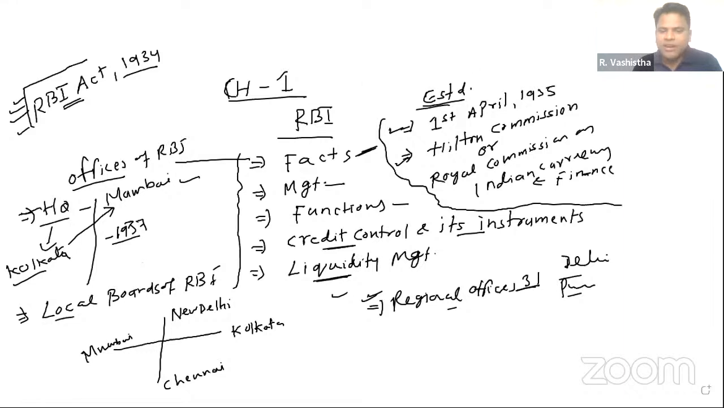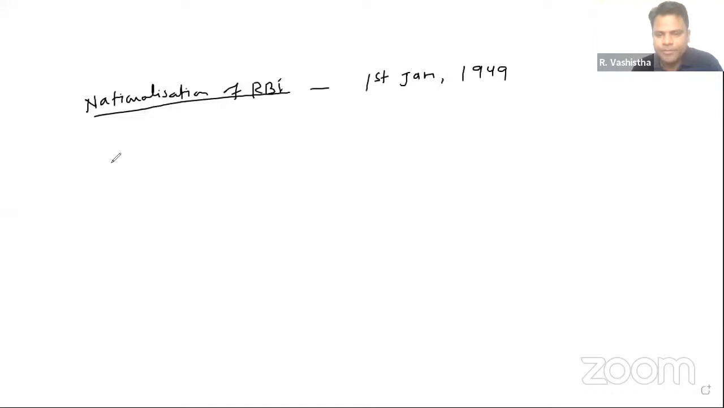Third important fact is with respect to the nationalization of RBI. So the bank was nationalized on 1st of January 1949. But what do we mean by nationalization of Reserve Bank of India? So this is the process by which a private entity is acquired by the government. It is brought under the control of the government, right?